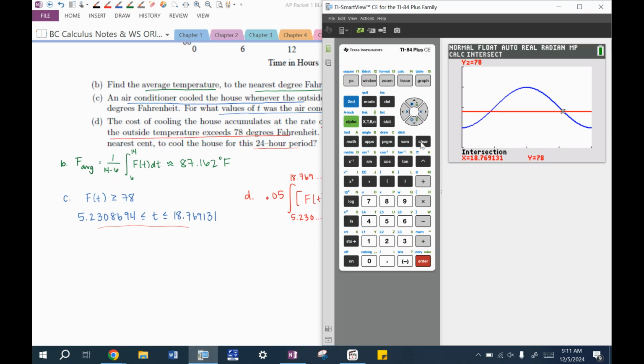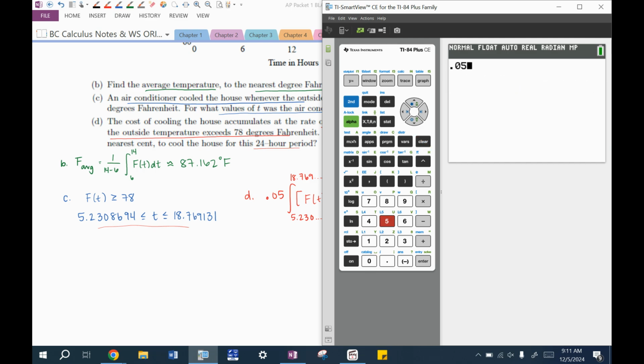So let's see what that comes out to. All right, so on my home screen, I'm going to say 0.05 times the integral from, write it all out here, 5.2308694 up to 18.769131. Remember, you have f of t in your y1. And then minus 78. You just want to see how far over 78 degrees it is.